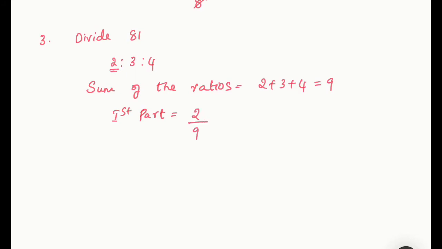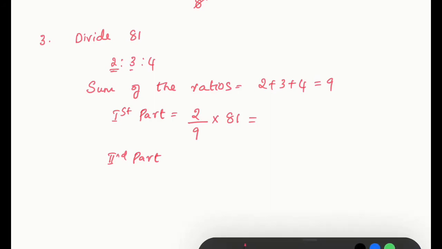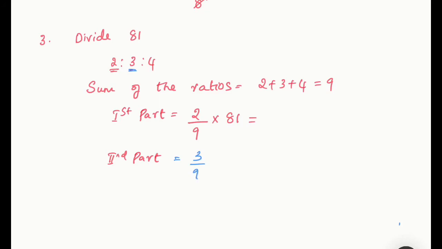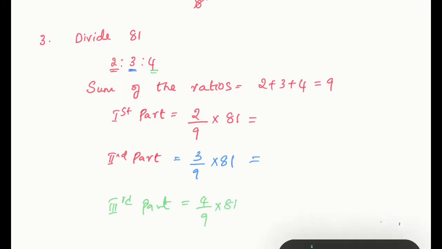2 by 9 into 81. We'll solve it. Let me write the other parts also. Our second part will be equal to, what is the second part here? We have 3, right? 3 by 9 into 81. Only the numerator is changing here. You can see that. The third part is 4 by 9 into 81.